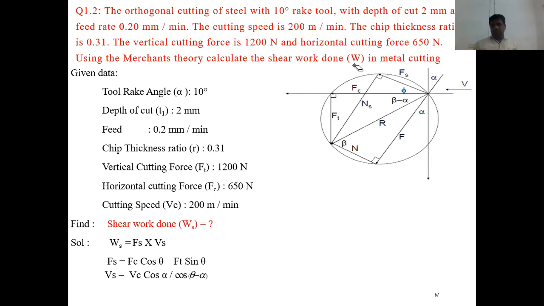In terms of this, Fs, as we have seen in the previous slide, is nothing but Fc into cos theta minus Ft into sin theta. Similarly for Vs, we saw in the previous slide that Vs is nothing but the cutting velocity Vc into cos alpha divided by cos of theta minus alpha, right? Whatever formulas we have seen previously, you can simply substitute in them. You will get the Fs value as well as the Vs value. Then substitute the Fs value and Vs value in the Ws equation, and you will get your work done.